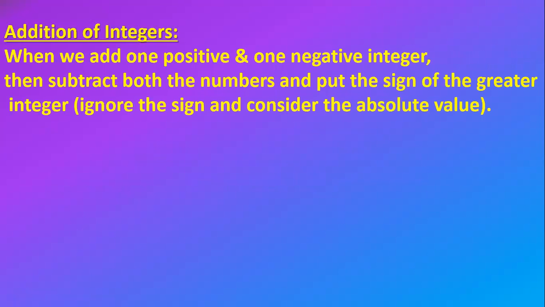When we add one positive and one negative integer, then subtract both the numbers and put the sign of the greater integer. For example, 15 plus minus 6. So you'll be subtracting the absolute values and you'll be retaining the sign of the greater integer among these two given integers. Here it is plus 15. So 15 minus 6 is 9, and since the greater number is bearing positive sign, it will be plus 9 in this case.